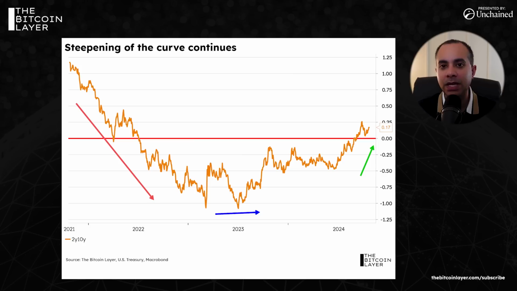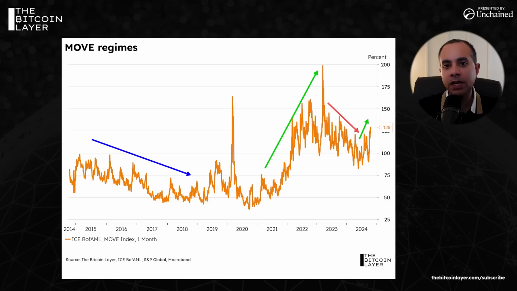So the increase in 10-year yields is not accompanied by a dramatic steepening of the yield curve. That suggests to me that buying might be coming back in as we get to that 4 1/3 level. Again, one of the reasons why I believe that 4 1/3 level is so important to watch. Now, the next chart shows our move regimes. We've gone through a few different regimes over the last decade.